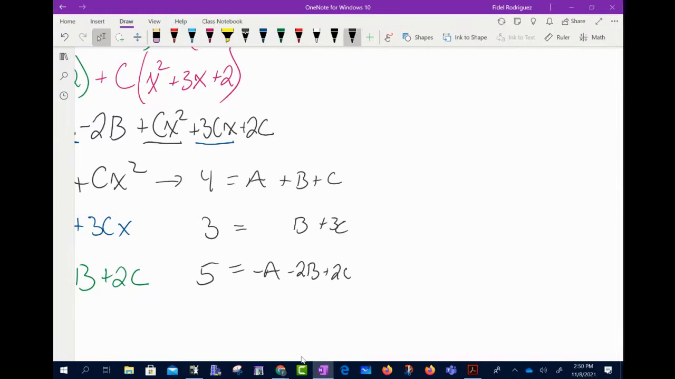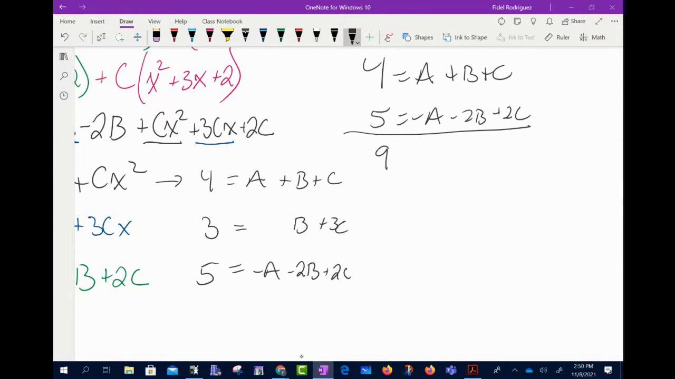Let's take the first equation. So I'm going to write 4 equals A plus B plus C. I'm going to take 5 equals negative A minus 2B plus 2C. I'm going to add these together. That's going to leave me with a 9. Those are going to cancel out. A B and a negative 2B should be a negative B. And a C and a 2C should give me a 3C. Okay? So look, y'all, we came up with a new equation by adding the first and the third together.